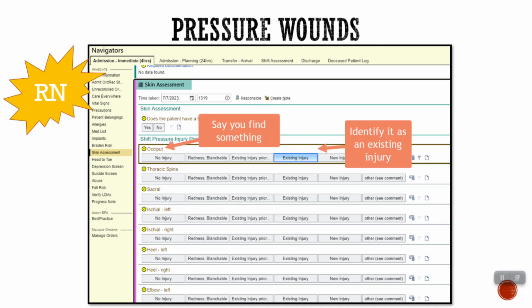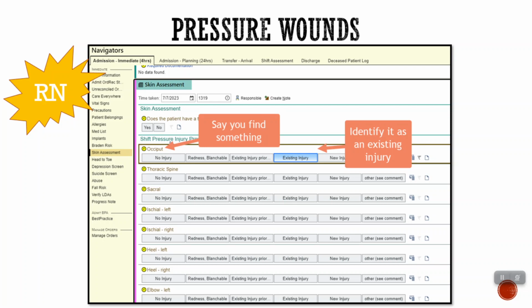Now, with pressure wounds, if you did find something, right? And this is on initial assessment. So that's where we see who's responsible. It's the RN who's responsible for that initial assessment. If you find something, say you found something, identify it as an existing injury. Because then we can start from that moment going forward to be able to say, no, you know what, that person came in with a pressure injury and we're going to do something about it. And if you didn't find anything, no injury. And now going forward, how do we prevent that injury?